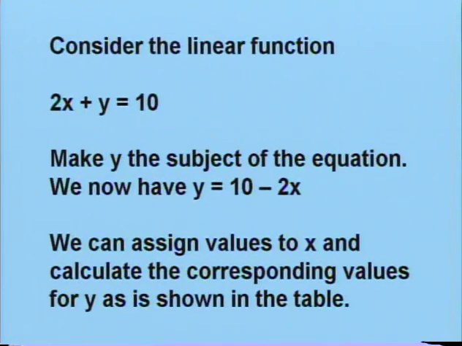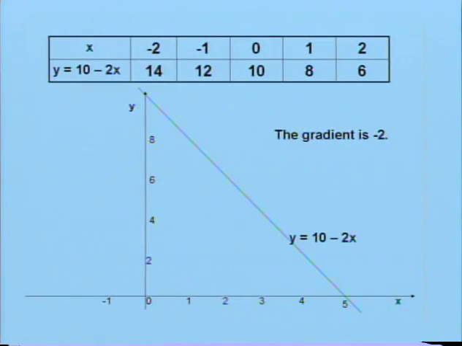Consider the linear function 2x plus y is equal to 10. We make y the subject of the equation, and this can be written as y is equal to 10 minus 2x. We can assign values to x and calculate the corresponding values for y as is shown in the table. We have the values given to x as minus 2, minus 1, 0, 1, 2.